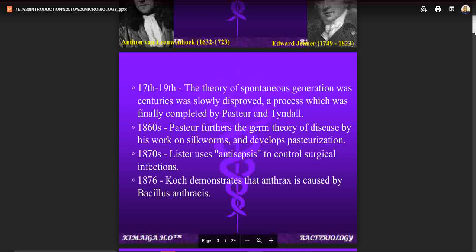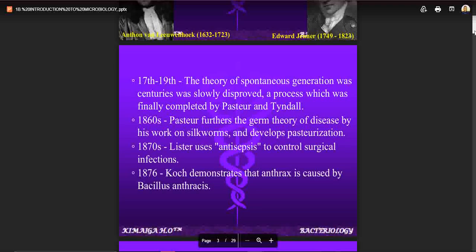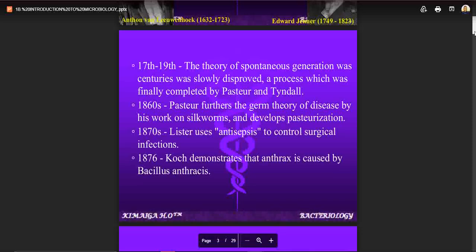So in the 1860s, Pasteur furthered the germ theory of disease by his work on silkworms and developed pasteurization. Up to now, it's being used even in KCC. Like last week, I was in KCC and I could drink a lot of milk there, and I saw all the process. It was nice. So pasteurization is something done there.